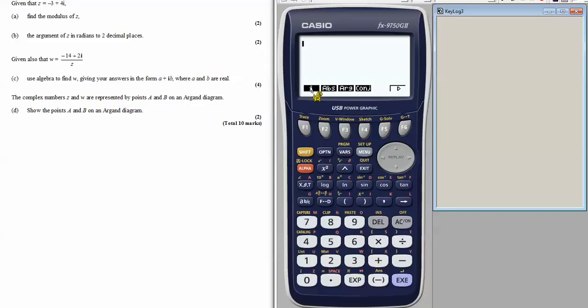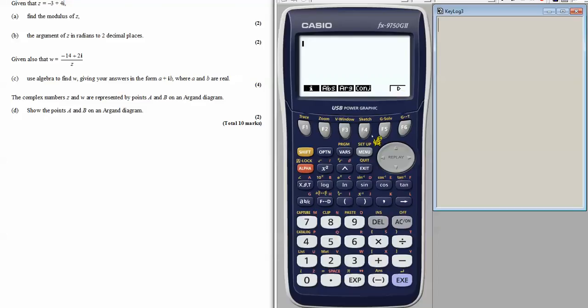So i is i, abs gives you the modulus, arg gives you the argument, conj gives you the conjugate, and then on the next screen we have Re gives you the real part, and Im gives you the imaginary part. These two are just about settings, we don't need to worry about them at the moment.